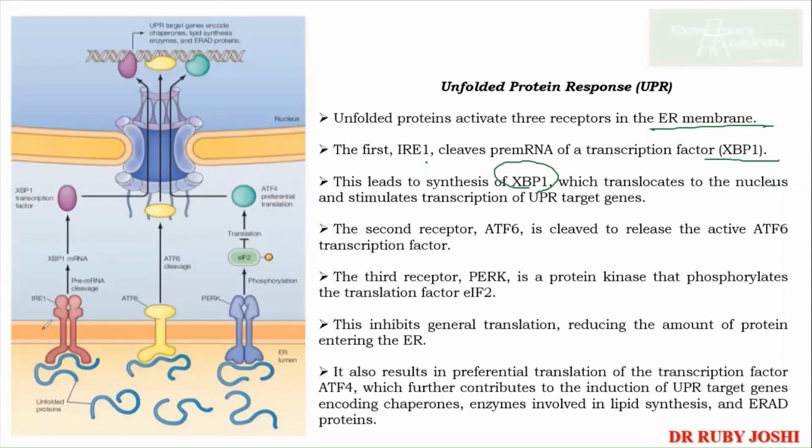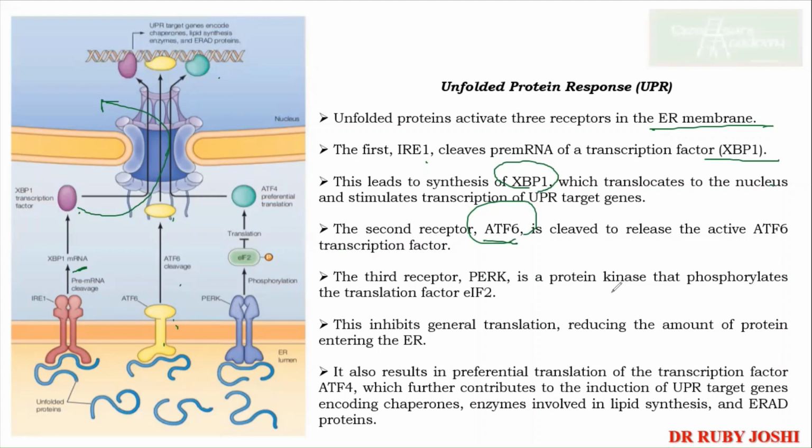Here you can see you have got the IRE1. It goes for the cleavage of your mRNA. Now this mRNA results in the transcription factor. This transcription factor goes inside your nucleus, where the UPR target genes are being activated. Second क्या हो गया आपका ATF6, which is cleaved to release the active form of the transcription factor. Okay, so यहाँ पे ATF6 है, it gets activated, it is going to cleave and the transcription factor gets activated, reaches the nucleus. The third one is PERK.